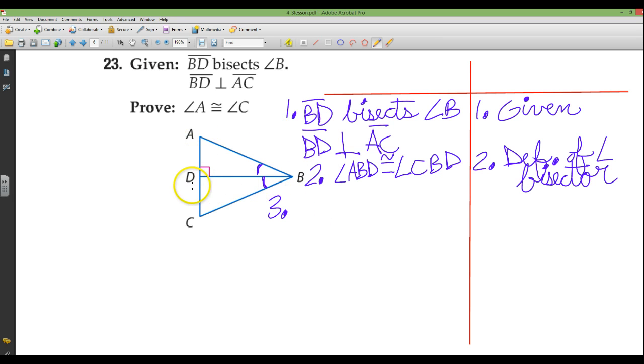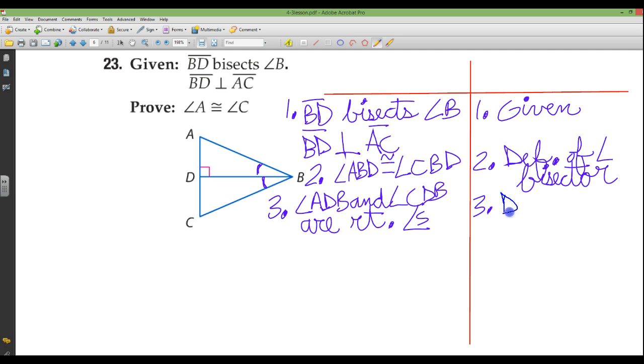We can also say that angles ADB and CDB are right angles by the definition of perpendicular lines. Since these two lines are perpendicular, then they form right angles. So the definition of perpendicular lines. And of course, if they're both right angles, then they'll be congruent because all right angles are congruent.